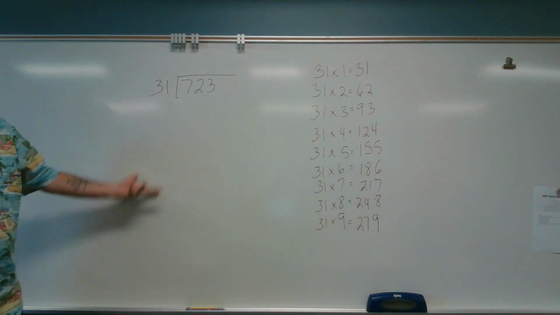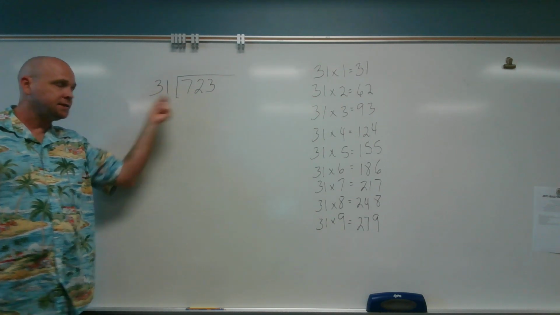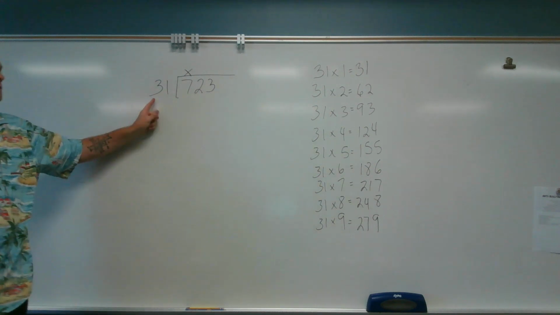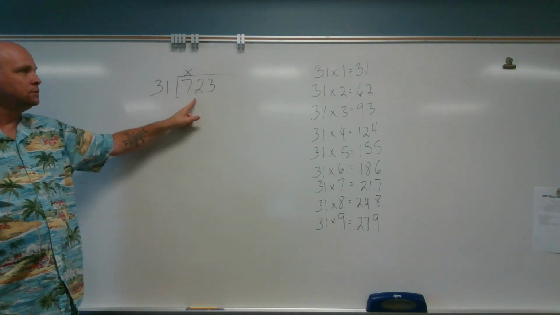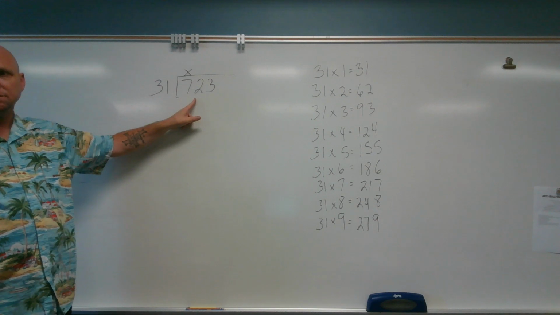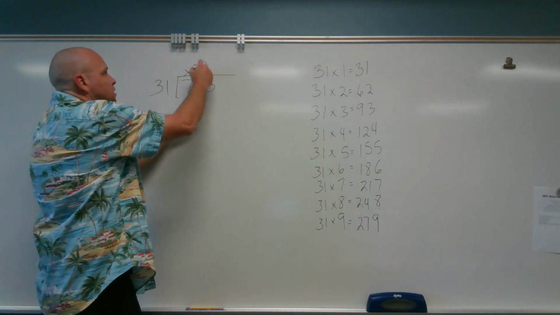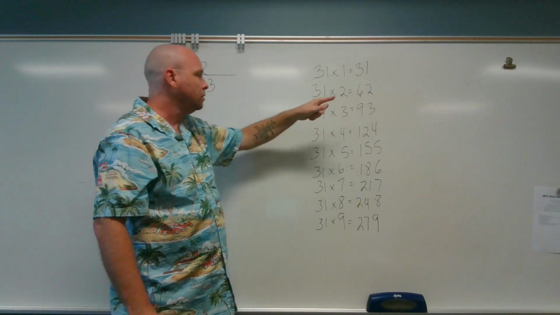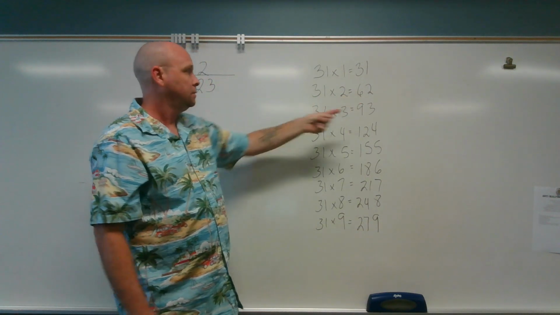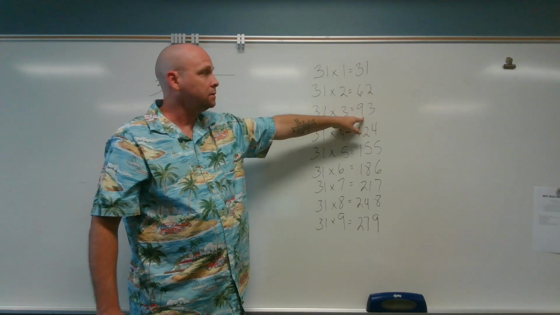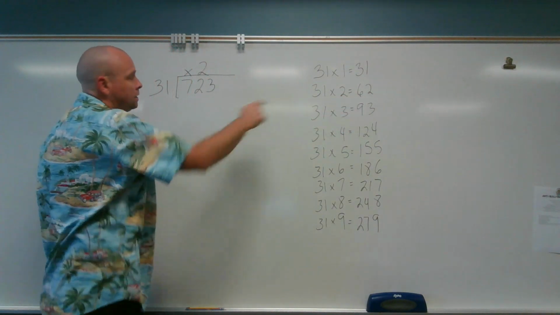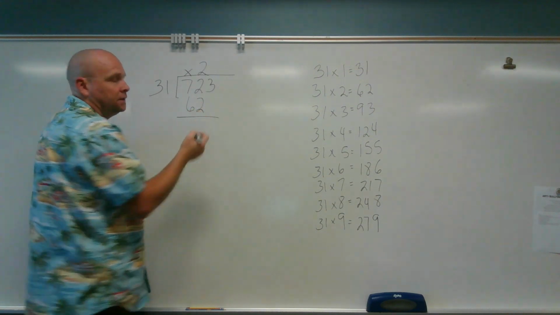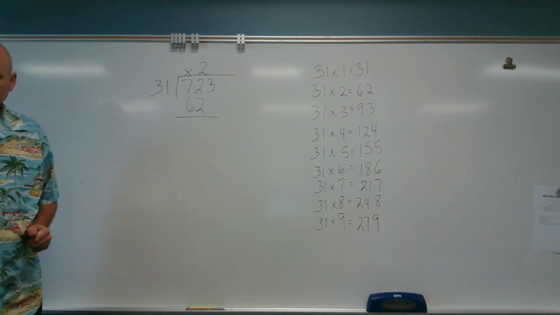All right, Zoe. Does 31 go into 7? No. I'm not going to have anything above the 7. Zoe, does 31 go into 72? Yes. How many times? 2 times. She knows that because 62 is the closest multiple to 72, because 31 times 3 is too big. 31 times 2 gives me 62. And the difference between 72 and 62 is? 10.